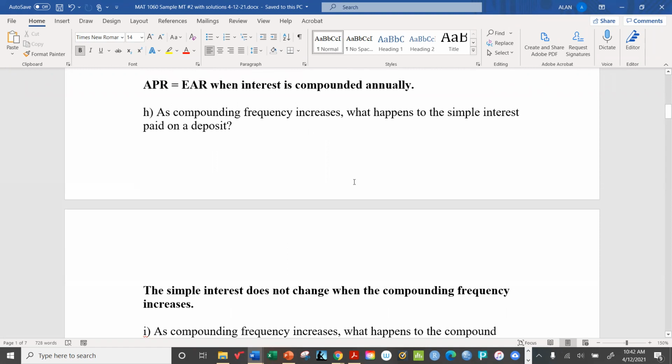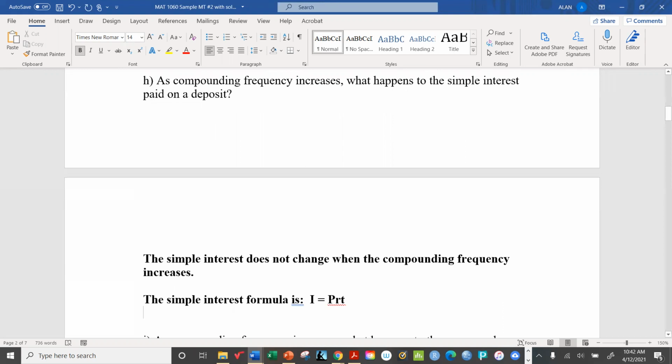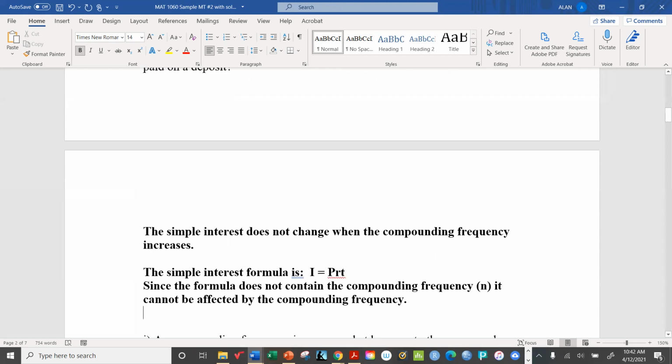How do you know? Because remember, the simple interest formula, I'll just throw that in here now, is I equals PRT. Since the formula does not contain the compounding frequency n, it cannot be affected by n, or the compounding frequency. Okay, so in other words, it's the same no matter what the compounding frequency is.